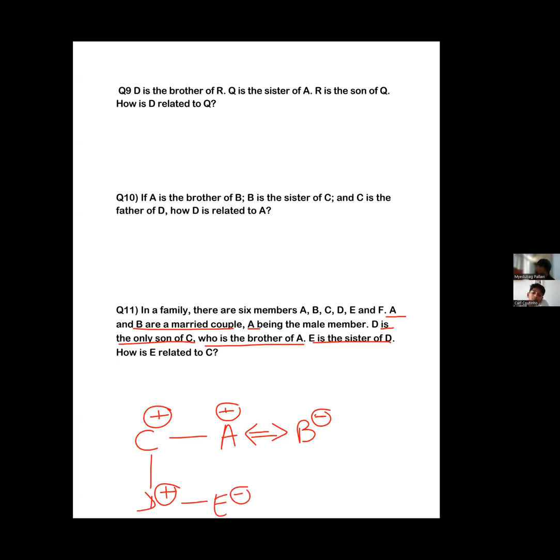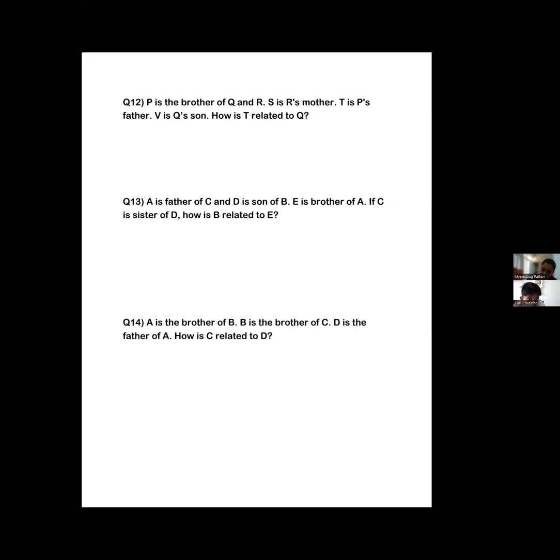Now how is E related to C? E will be daughter, correct. And how is A related to E? A will be uncle. Father's brother will be uncle, right? Yes. Good. Okay, let's try one more. Question number 12.